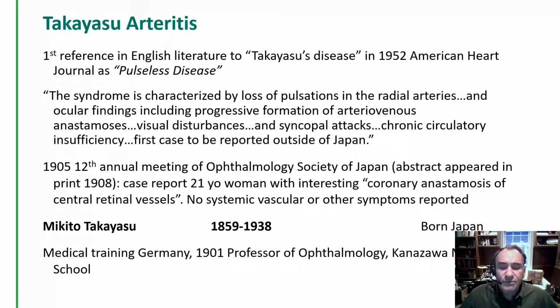So as you can understand from my comment, Takayasu was actually an ophthalmologist. He did medical training in Germany after being born in Japan, went back to and did training in Germany as many did in the 1880s and 90s. He lived from 1859 to 1938. In 1901 he was made a professor of ophthalmology at a fairly prominent medical school at the time, the Kanazawa Medical School, and he was essentially a clinical ophthalmologist as well as a professor for most of his career. But this is why it's called Takayasu arteritis.